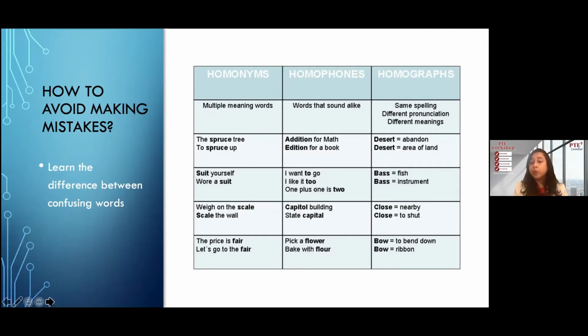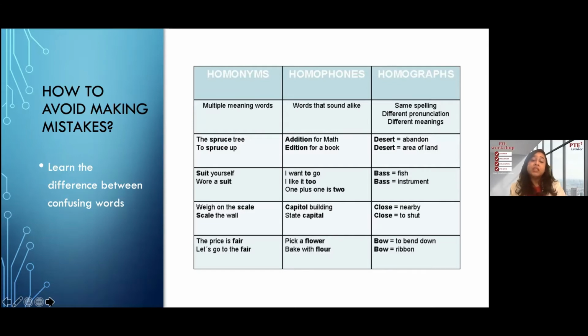Then comes homophones. Homophones are 2 different words that have different meanings and different spellings. But when we speak those words, when we pronounce them, the pronunciations are pretty similar. So for example, I want to go, it means I want to go somewhere. But if I say 1 + 1 is 2, it means something else. This is a very different 2 than the 2 in I want to go.